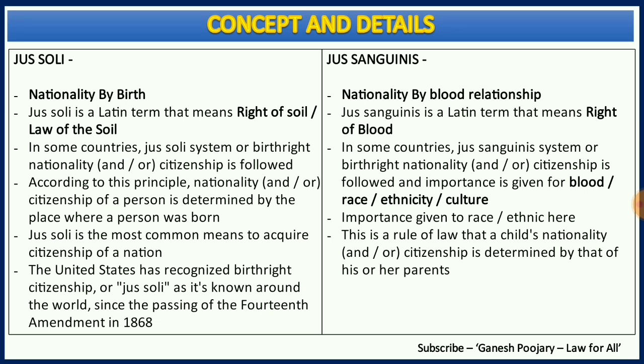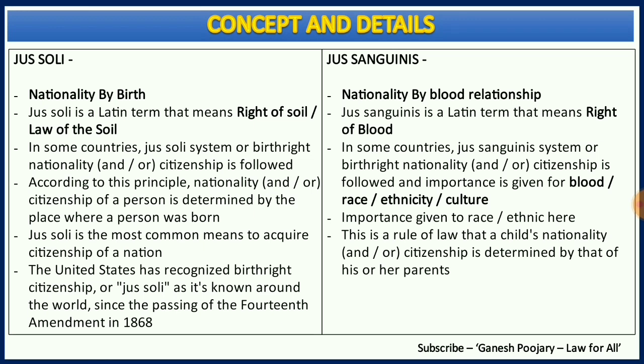Now, the United States has recognized birthright citizenship, or Jus Soli as it is known around the world, since the passing of the 14th Amendment in 1868. There are many other countries which we are going to discuss when we discuss the world map. In conclusion, one of the major observations you have to make about Jus Soli is that it never bothers where the parents are coming from. It bothers only where the child was born. It is all about soil, and it completely ignores the parents' birthplace.